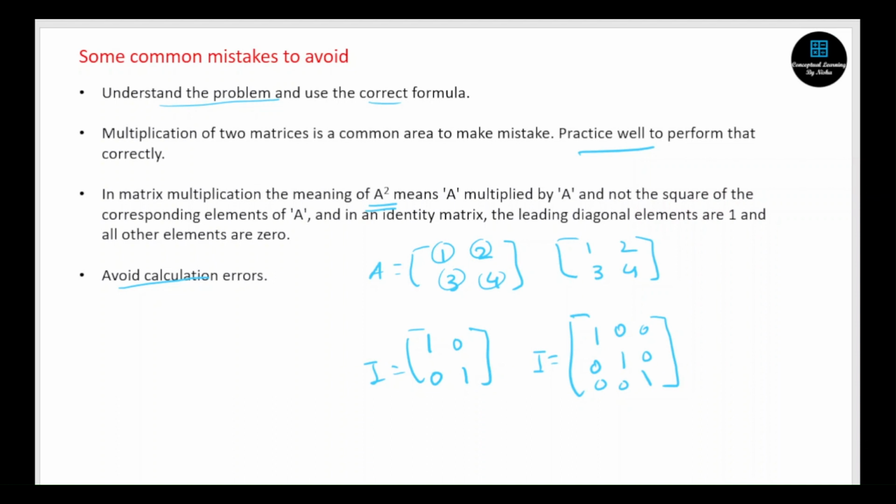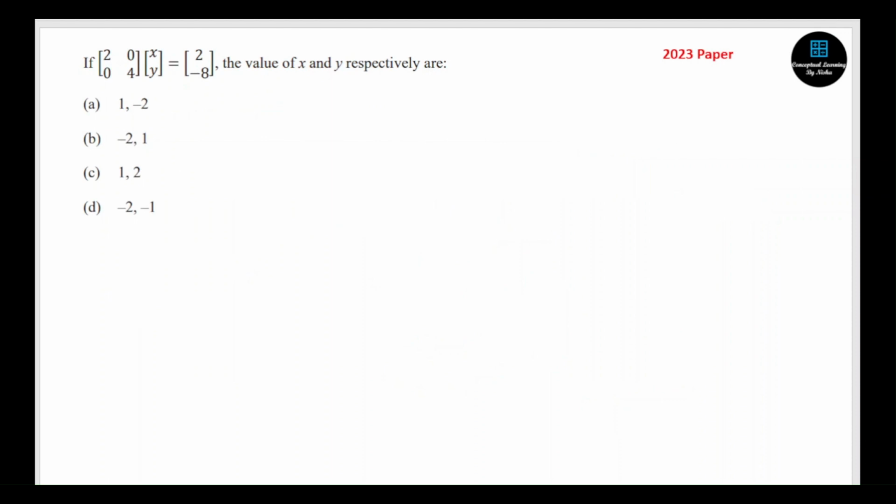Now let's solve a question from the 2023 paper. Alright, it is a very easy MCQ. The first question is nothing but multiplication only. See, you have the matrix 2, 0, 0, 4 multiplied by x, y, and the answer is given as 2, negative 8.